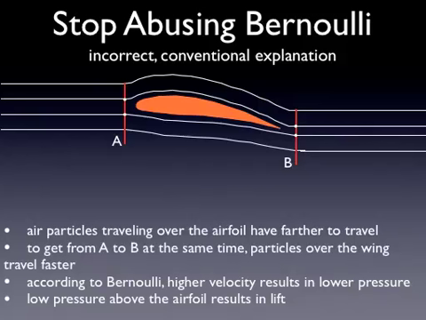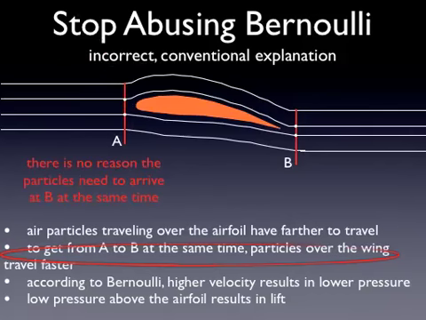Okay, so the inconsistency here is really this second point. There's really no reason that the particle going above the wing has to arrive at point B at the same time as the particle below the wing. There's nothing that requires that. In fact, when they measure this, the particle above the wing actually gets there faster than the particle below the wing. So that statement itself is incorrect.